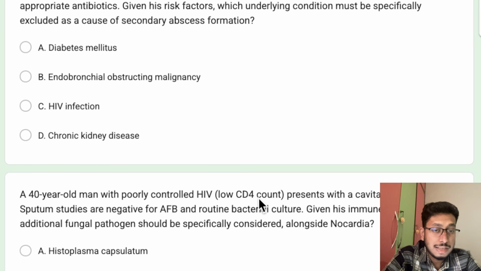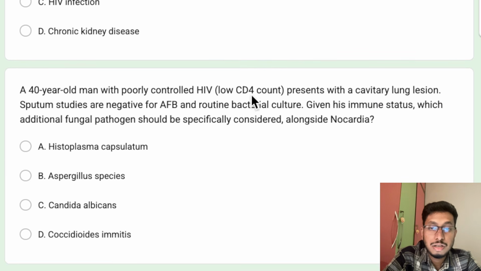A 40-year-old male with poorly controlled HIV, low CD4 count, and cavitary lung disease. Sputum smear is negative for AFB, so TB is the first thing that has been ruled out. Given his immune status, which additional fungal pathogen should be specifically considered alongside Nocardia? Alongside Nocardia, in such cases I will consider Aspergillus fungal species. So this is another important thing which should be considered in an immunocompromised patient.